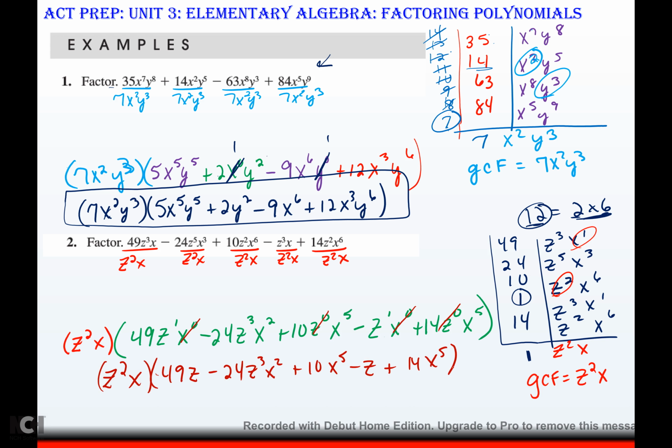Hey, I can combine my terms, actually. These now match. Well, I'm a schmo. We could have combined those from the very beginning. So, yeah, be careful. I didn't catch that. So it has z squared times 49z minus 24z cubed x squared, plus 10 and 14 is 24x to the 5th, minus z. Be careful, I almost missed that.